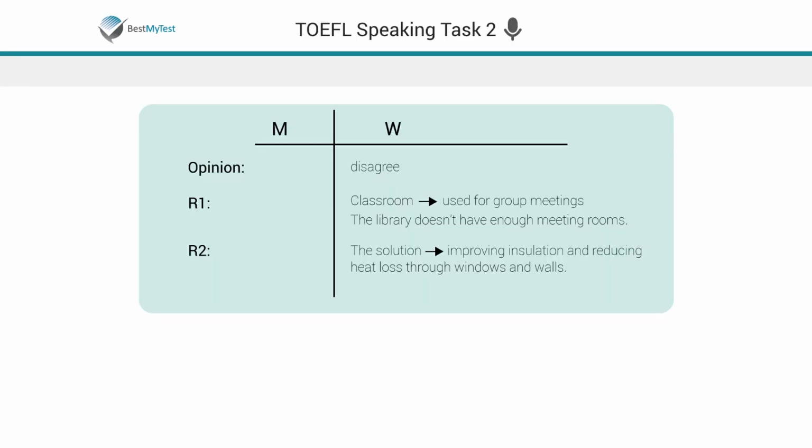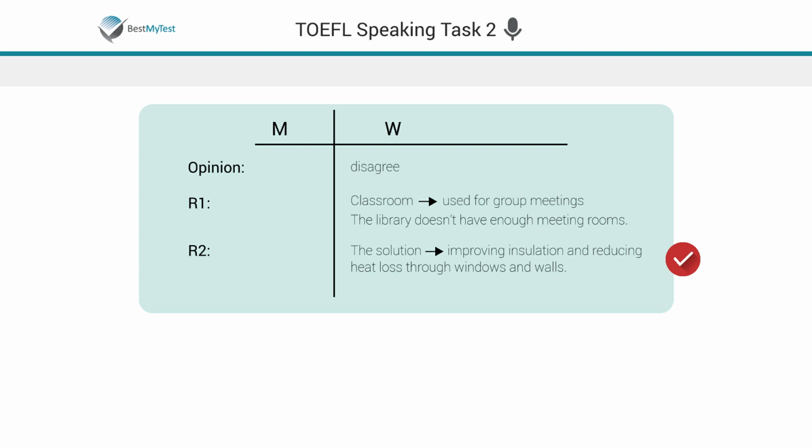All right, here are my notes on the conversation. As you can see, I only wrote something down underneath the female, underneath the woman. So she disagrees, pretty straightforward. The classroom is used for group meetings. The library doesn't have enough meeting rooms. The solution, improving insulation and reducing heat loss through windows and walls.